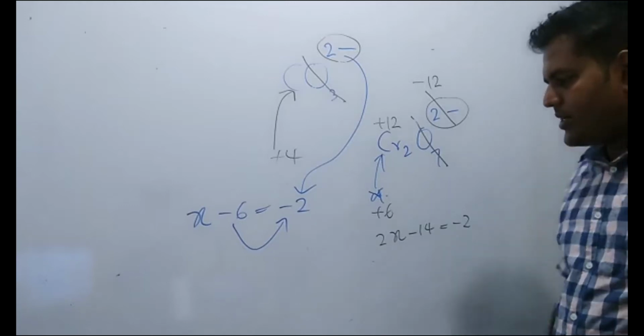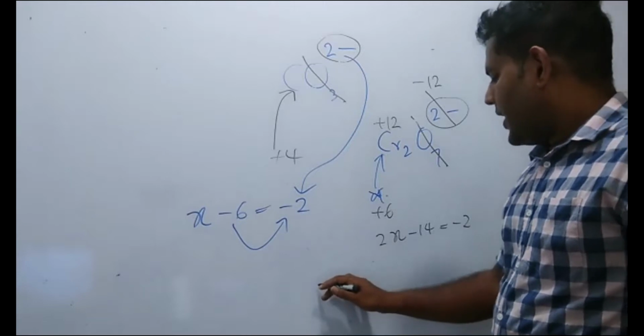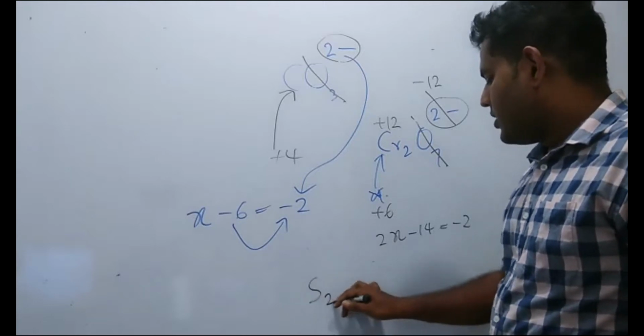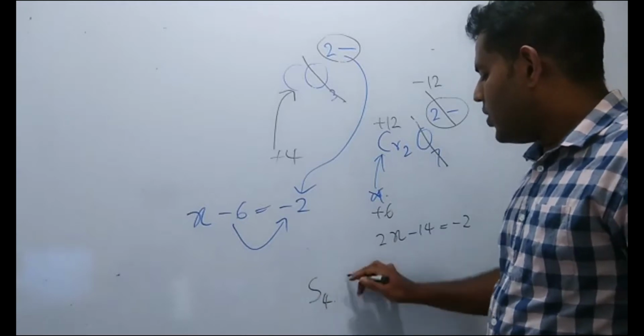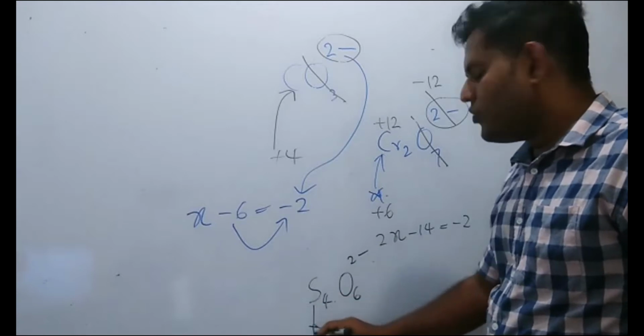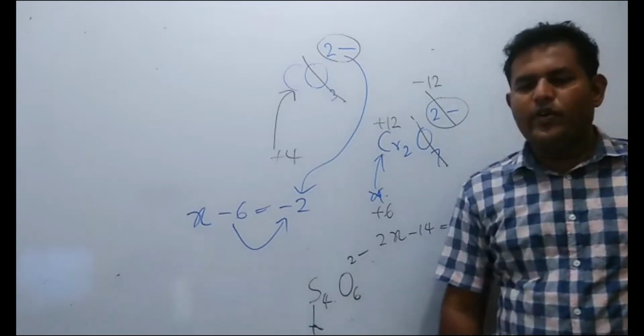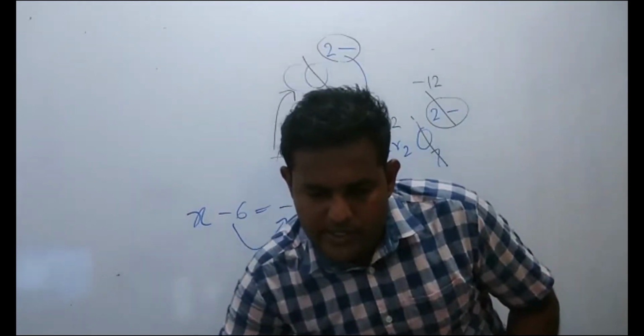Let's move to the next example. So I would like to ask this one. S4, O6, 2 minus. What is the oxidation number of one sulfur? S4, O6, 2 minus.